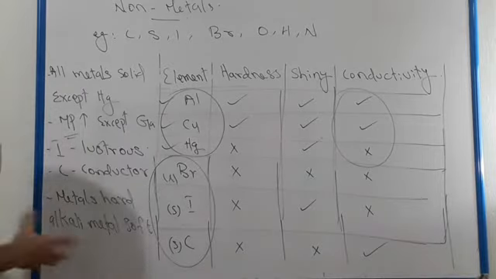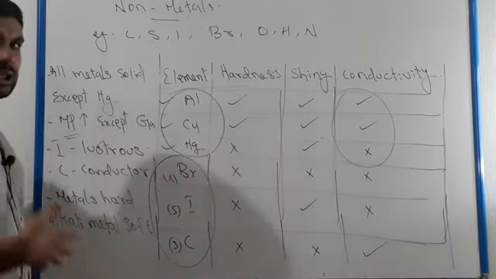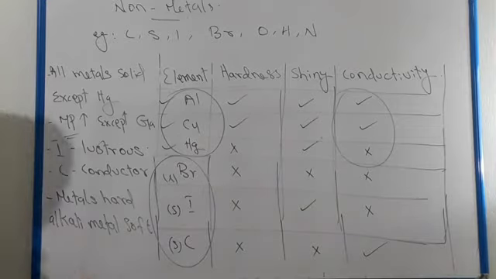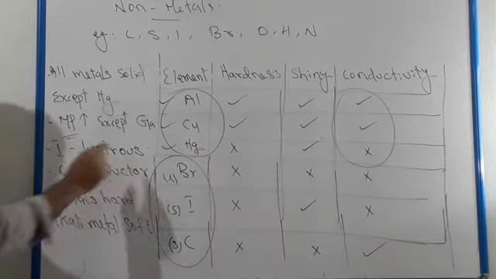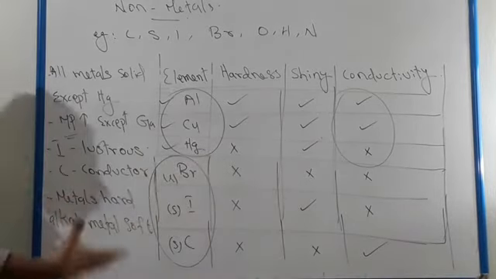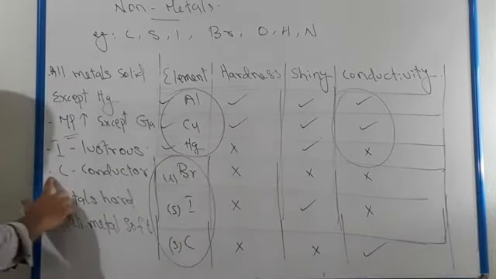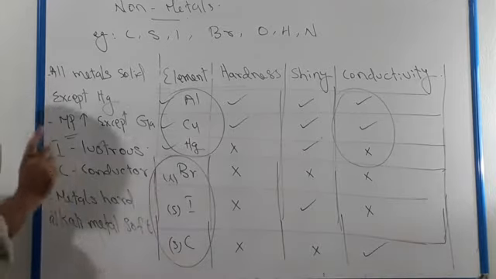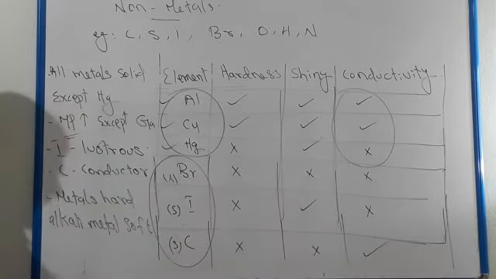And we are talking about another one, iodine. It is a non-metal. We know non-metals do not shine; they are not shiny. But iodine is lustrous. Iodine lustrous means iodine shines. And we know all non-metals are poor conductors of electricity, but carbon in the form of graphite is a good conductor of electricity.